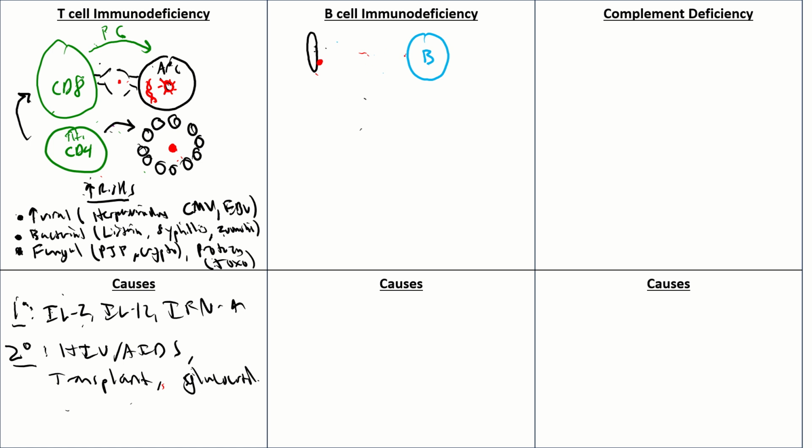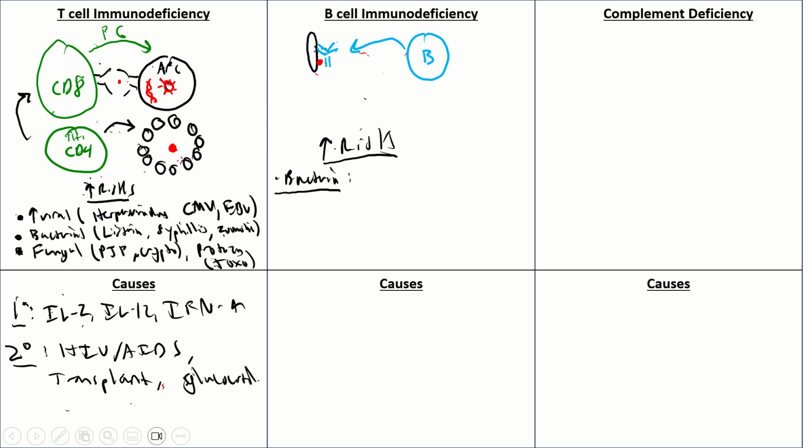So you have that antigen on that bacteria. It's subsequently presented to B cells, and in response, B cells create immunoglobulins, which subsequently kill mostly just normal, typical bacteria. So what kind of things are you at risk for with B cell immunodeficiency? It's going to be bacteria. That's your biggest one.